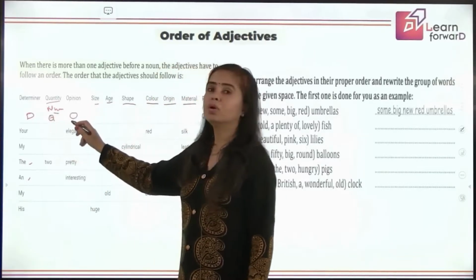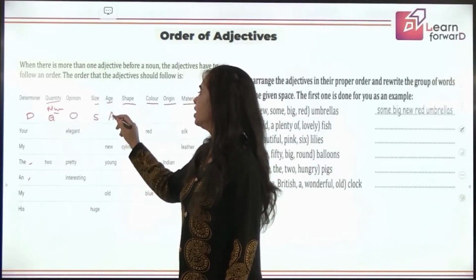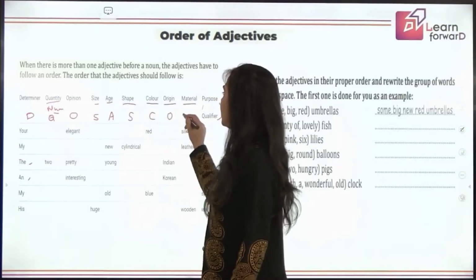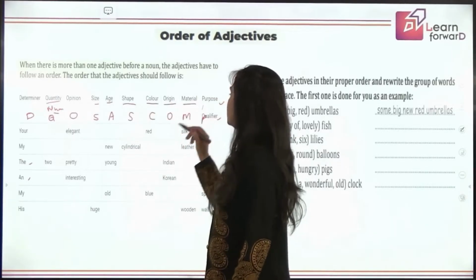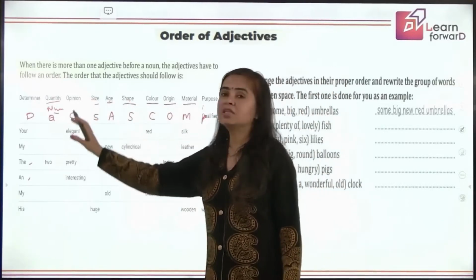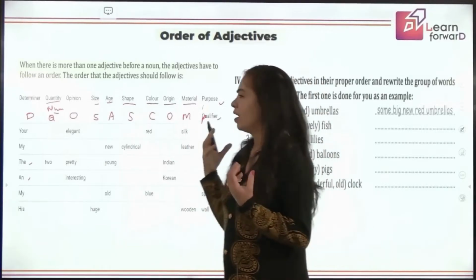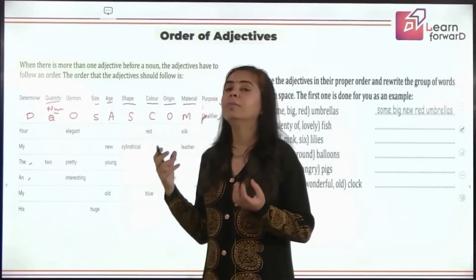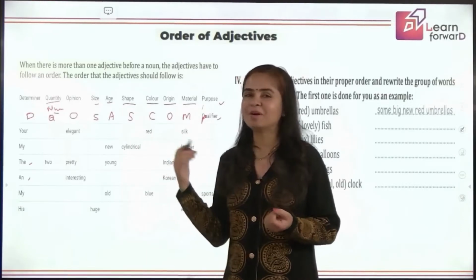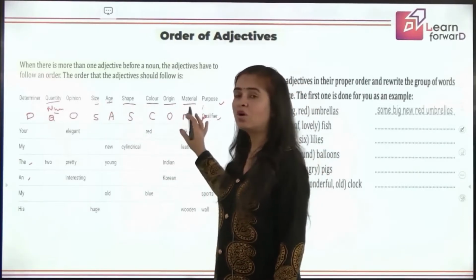Then comes O, which is the opinion. Then size is S, age is A, shape is again S, C is color, O is origin, M is material, and P is the purpose. So when you just try to make a word out of it, it will be very funny for you, but I'm sure it will help you remember them, because it's easier to remember funny things, isn't it? So it will help you remember the sequence of these categories.